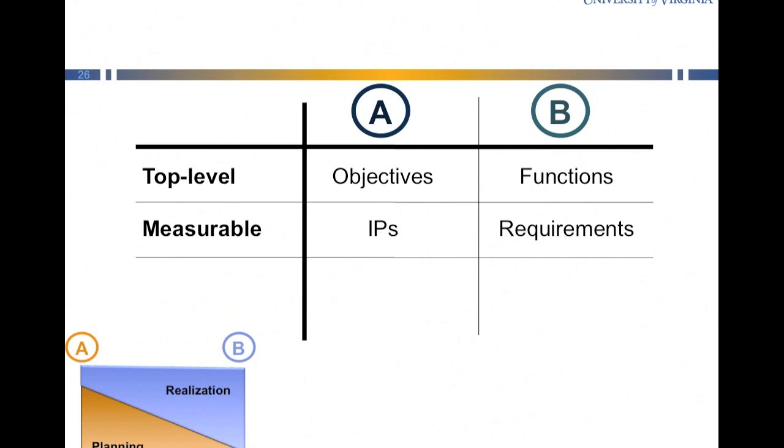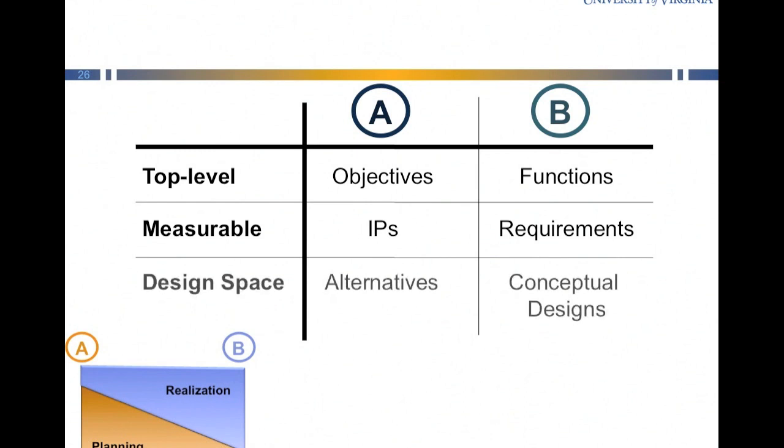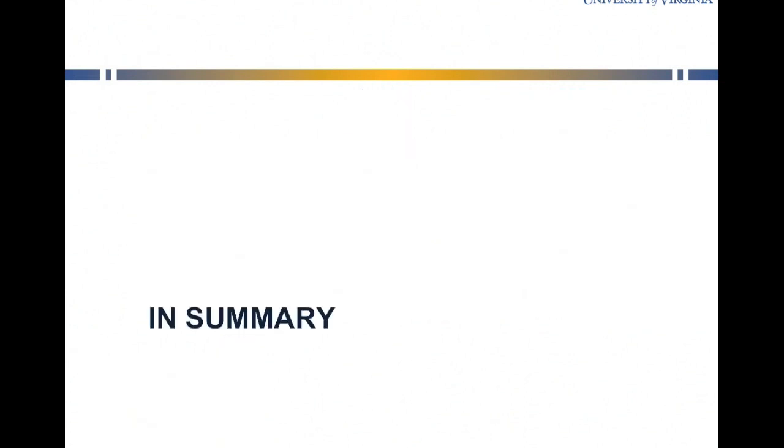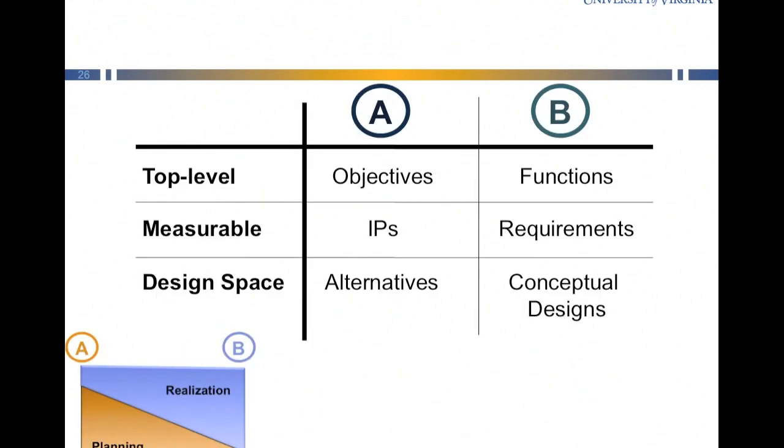At the measurable level, the definitions of the problem that are important: IPs are more important when you're more towards point A, where it's planning and strategy. And requirements can be more important when you're closer to B, which is more like design. You're realizing a system. Now you saw in our last example, we had all four of these things for one example. That's not always the case, but that means it's probably somewhere in the middle of this stage. And you can also think of, at the bottom here, the design space: frequently alternatives might be used for different strategies, and then the words conceptual designs could be used for different designs if you're in the realization stage.